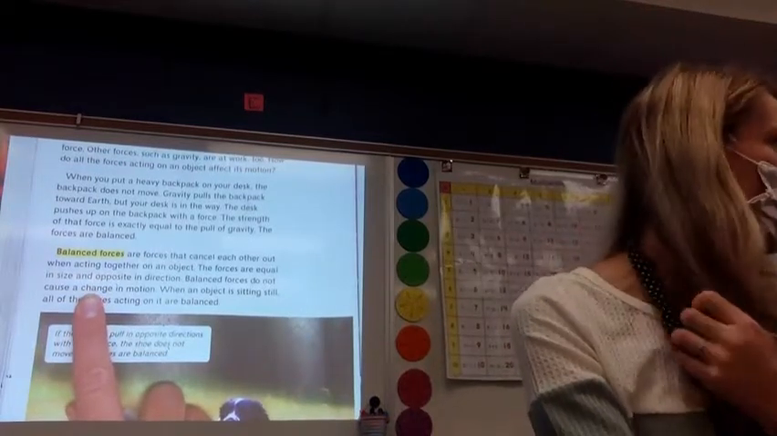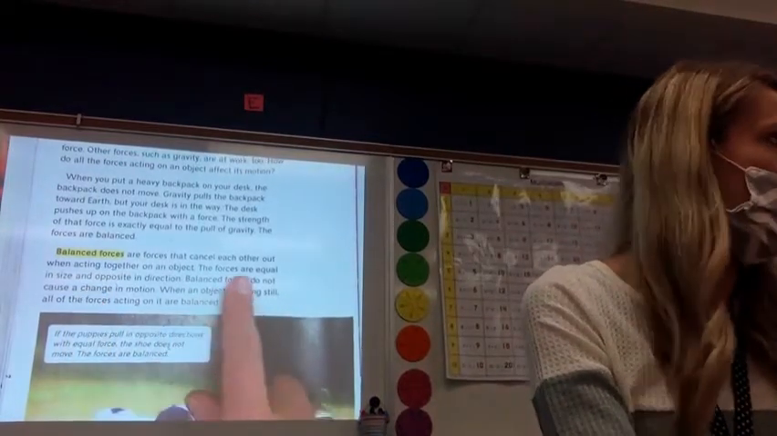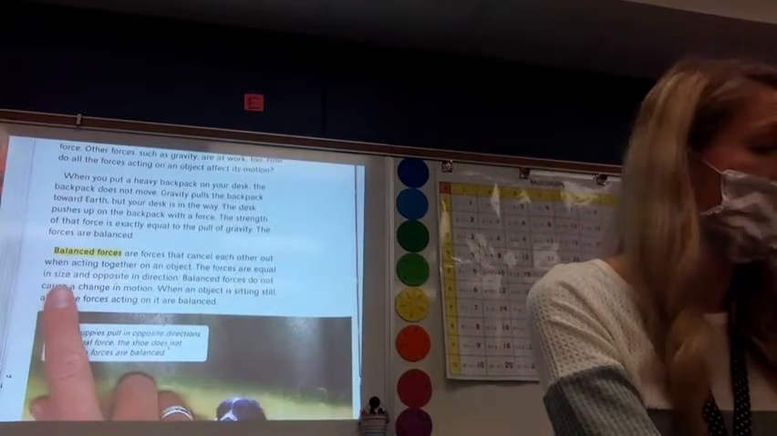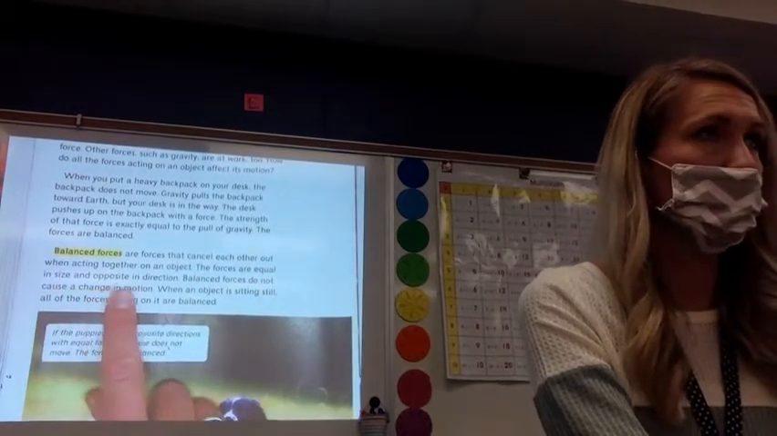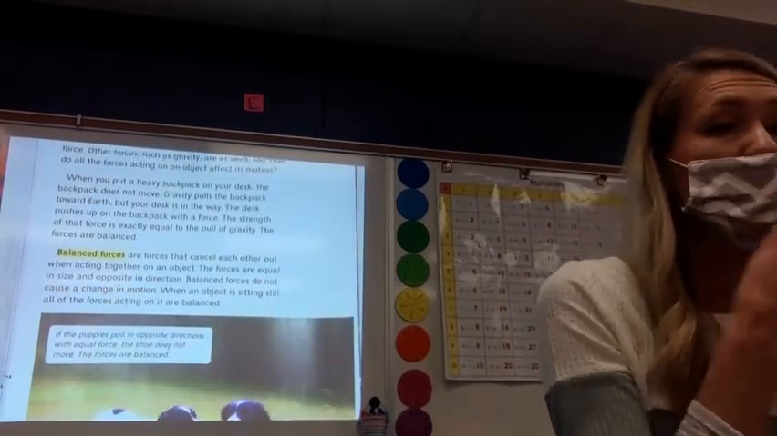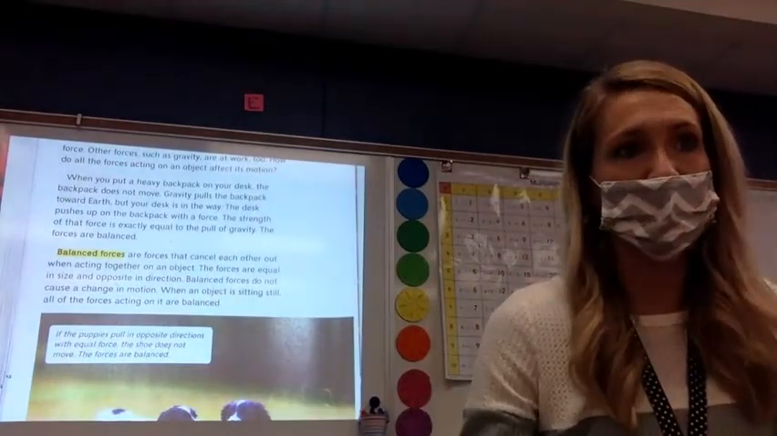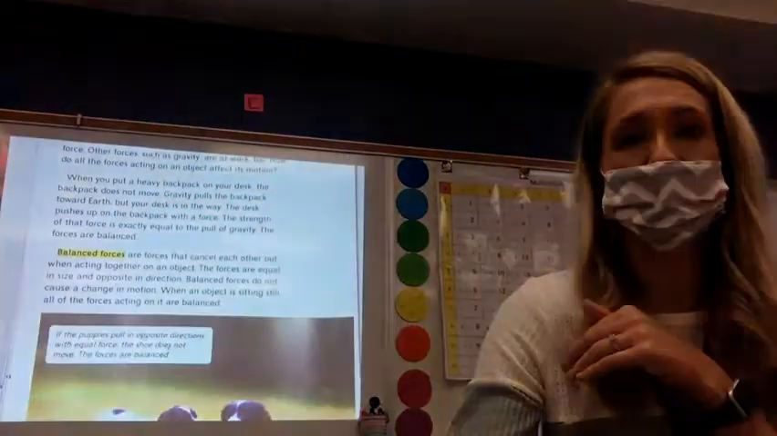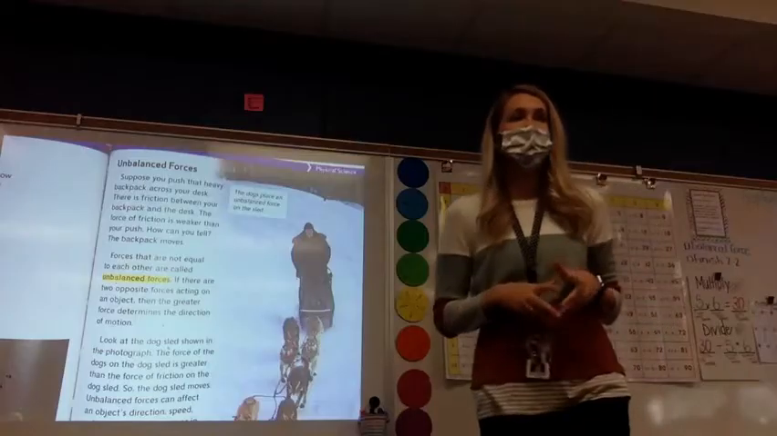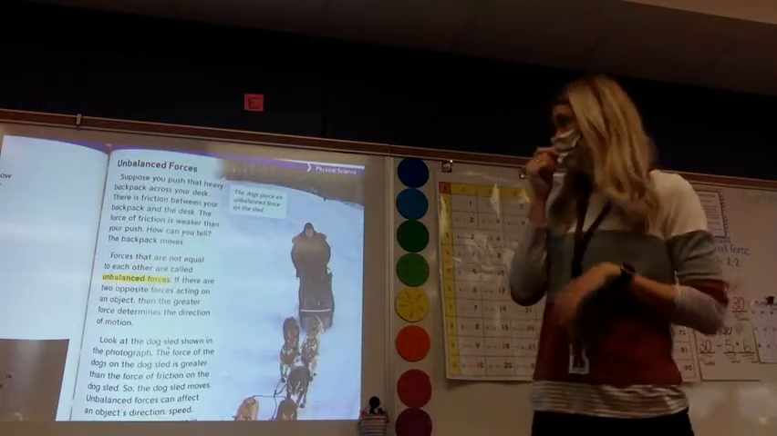What do we know about balanced forces? They are equal in size and opposite in direction. Fabulous. Go ahead and make sure you have that written down today for our first question. So we'll move on and read about those unbalanced forces.